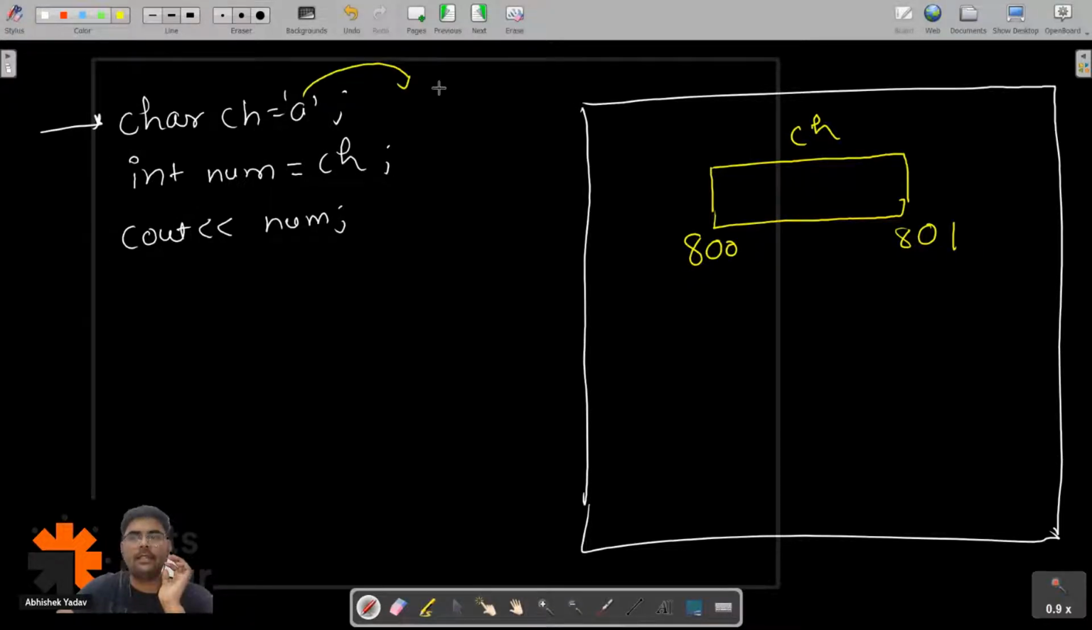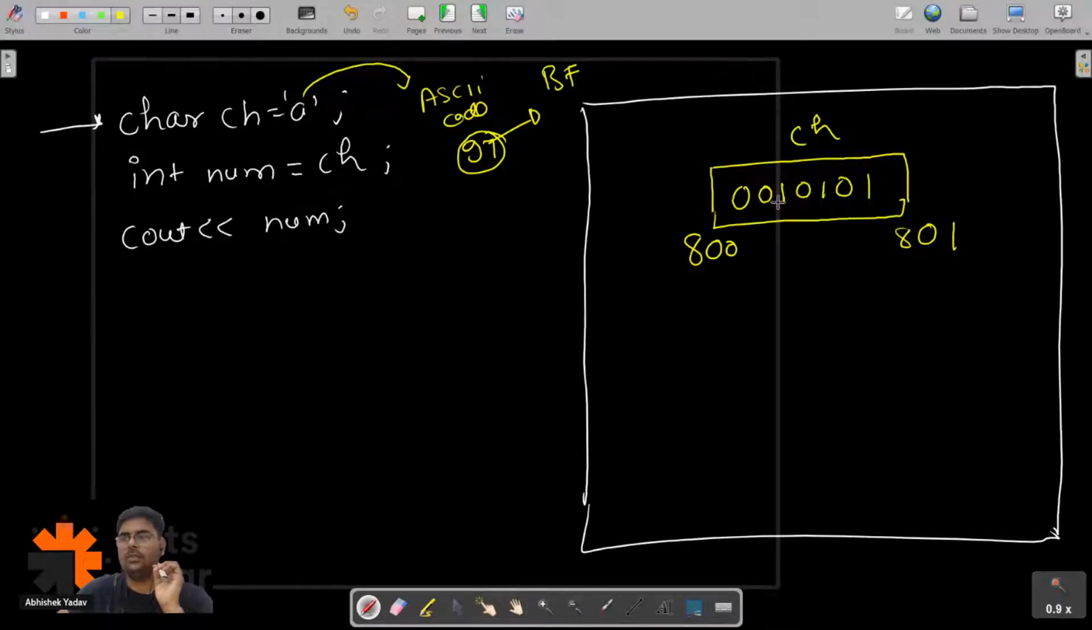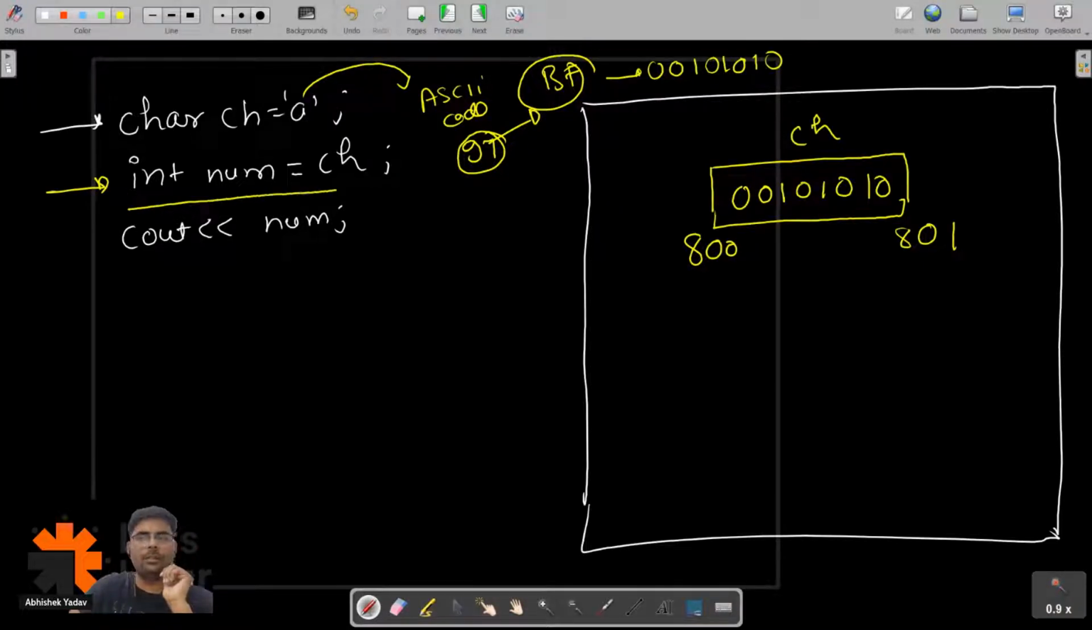So 'a' will get converted to the ASCII code, and we know the ASCII code of 'a' is what? 97. This 97 will get converted to the binary format value. Let's assume the binary format value is 0 0 1 0 1 0 1 0, right? This binary format data is stored inside the computer memory. After that, what will happen? We will move to the next line.